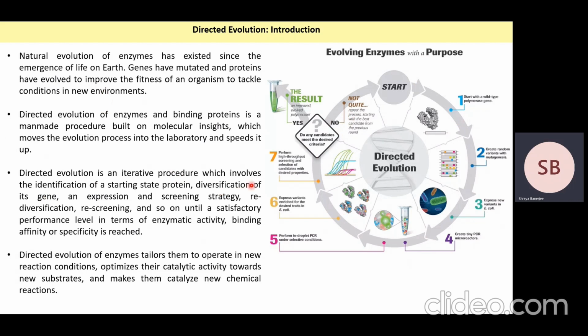So it is an iterative process which involves the identification of a starting state protein, then the diversification of its gene using random mutagenesis, then an expression and screening strategy to find the best candidate, then again another round of random mutagenesis or re-diversification and rescreening, and so on until a satisfactory performance level in terms of enzymatic activity, binding affinity, or specificity is reached. Directed evolution of enzymes tailors them to operate in new reaction conditions, optimize their catalytic activity towards new substrates, and make them catalyze new chemical reactions.